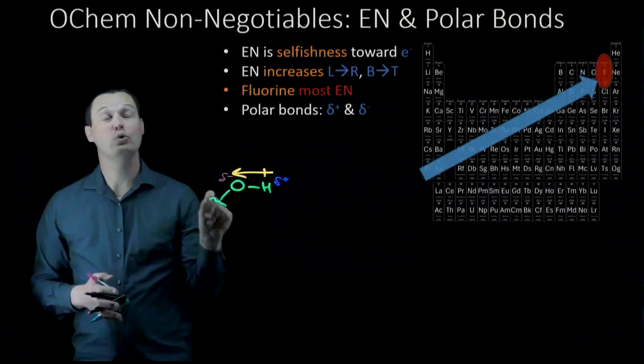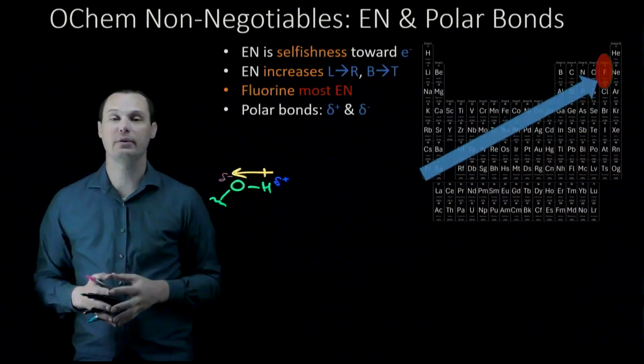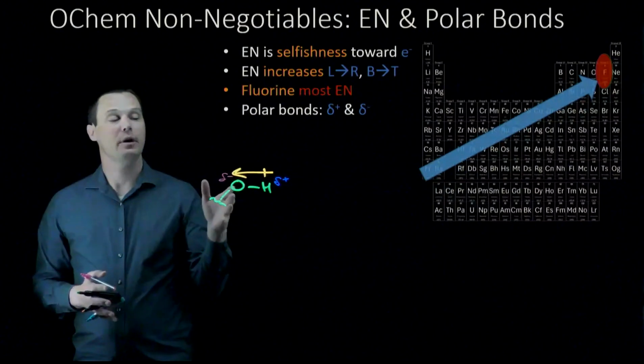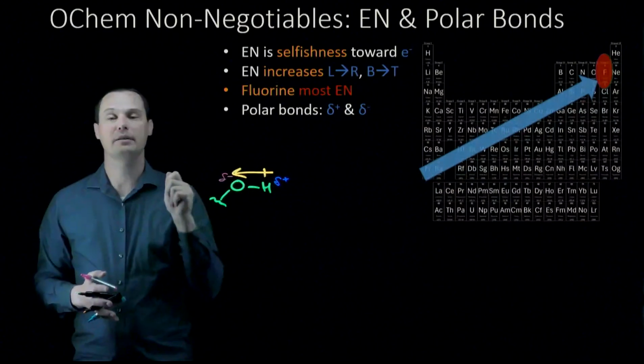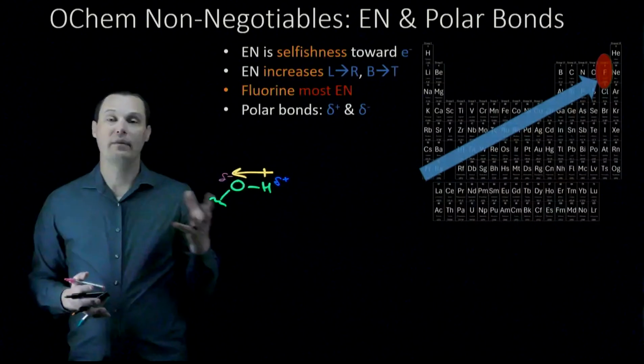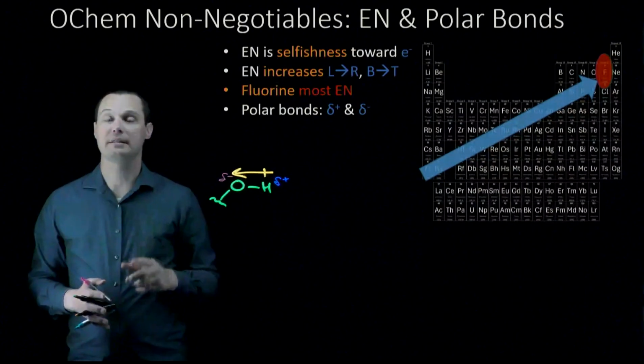This will have huge implications for the reactivity of this molecule when we do reactions later on. Knowing that oxygen is partial negative is critical. Knowing that hydrogen is partial positive is critical. Knowing that this bond is polar is critical. It's non-negotiable. We have to be able to look at a molecule like this and see the polar bonds immediately without thinking about it. It's that important.